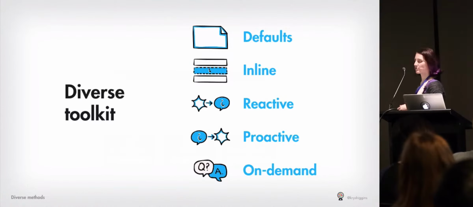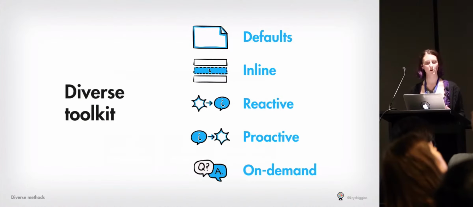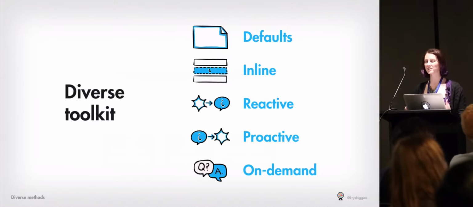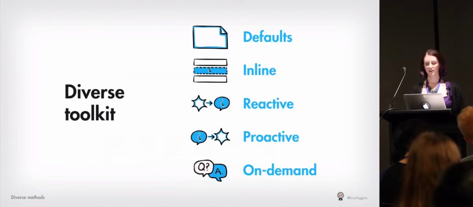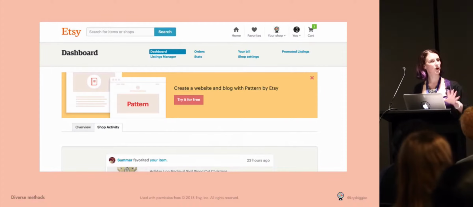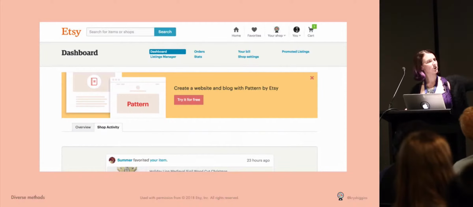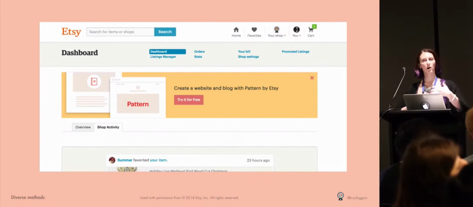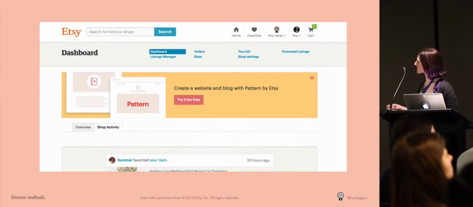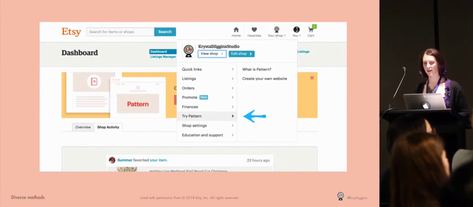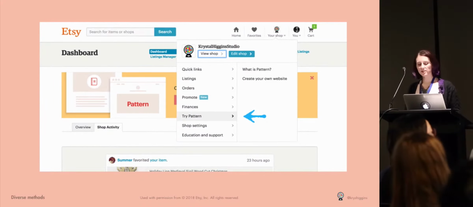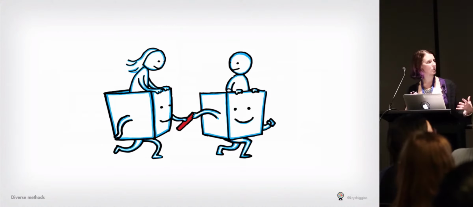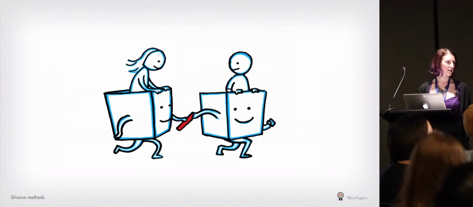So an effective onboarding toolkit will be comprised of more than one approach. And by having these different methods, it allows us to have backup solutions for whenever something doesn't go quite as planned. For example, if we look back when we were checking out that Etsy pattern feature integration, here they have an inline element trying to encourage you to onboard to that feature. But if you ignored this or otherwise dismissed it, there was also another entry point in the default state of the navigation menu.